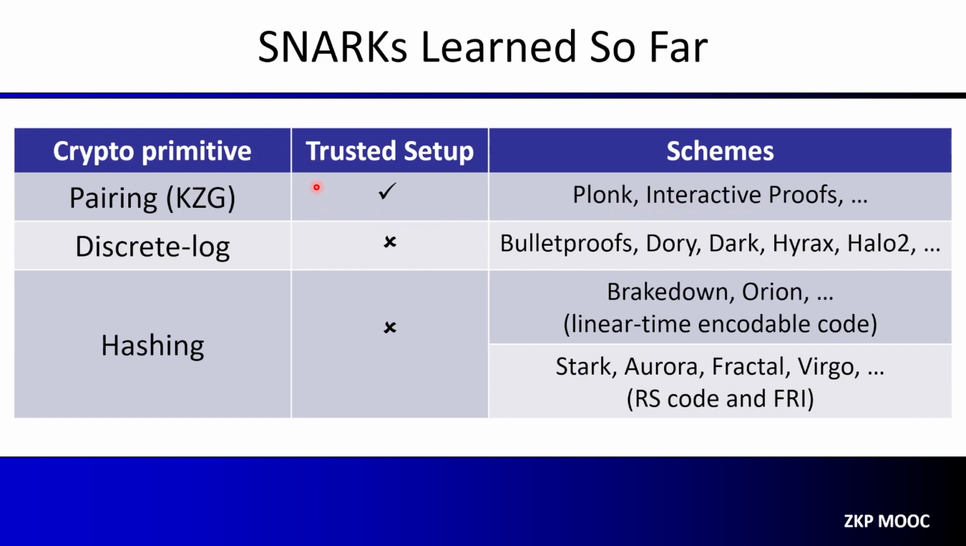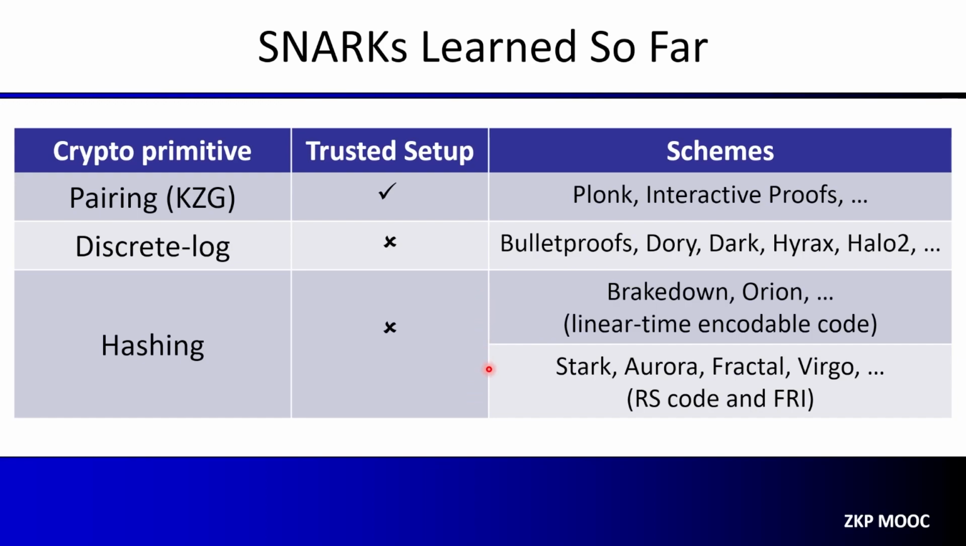And in order to remove this trusted setup, I've talked about schemes based on discrete logarithm. Those include Bulletproofs, Dory, Dark, and Hyrax. And we also have SNARK implementations based on these polynomial commitments, such as Halo 2.